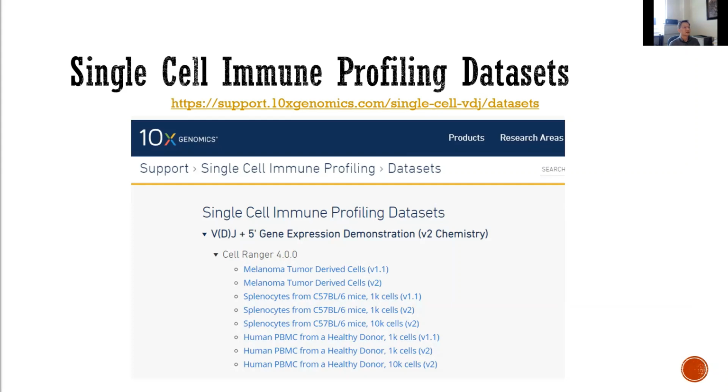So if you don't have your own data, you can go to the 10x Genomics support website, and take a look at this single cell VDJ data set. This is one of the examples. For example, they demonstrate using their version 2 chemistry on melanoma tumor derived cells. This version 2 also has previous version results, so you can see other different experiment outputs as examples. Now let's look at what's inside this data set.